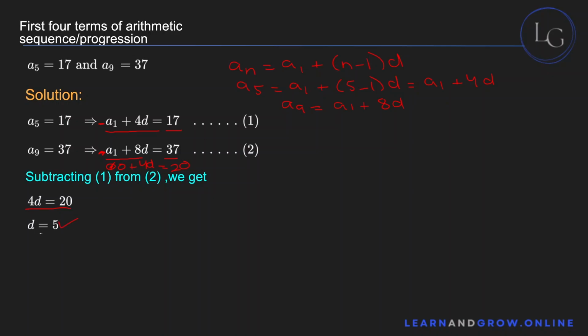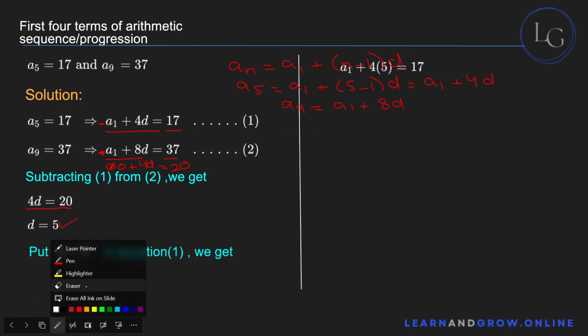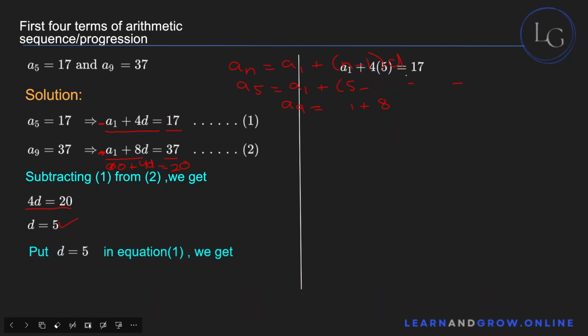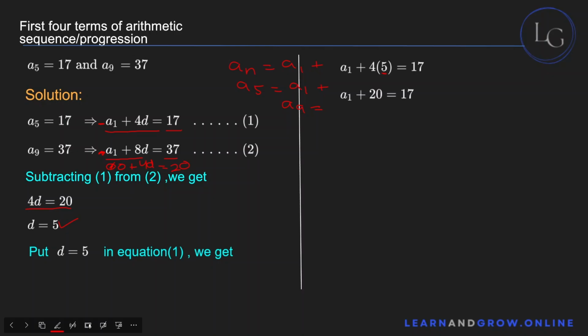Now that we have the value of d, we can find the first four terms. Simple. When we put d is equal to 5 in equation 1, we get the value of a1. Now, we've been given that a1 plus 4d is equal to 17. So a1 plus 4 into 5, which is d, is equal to 17. Now we have the value of a1, which is equal to minus 3.